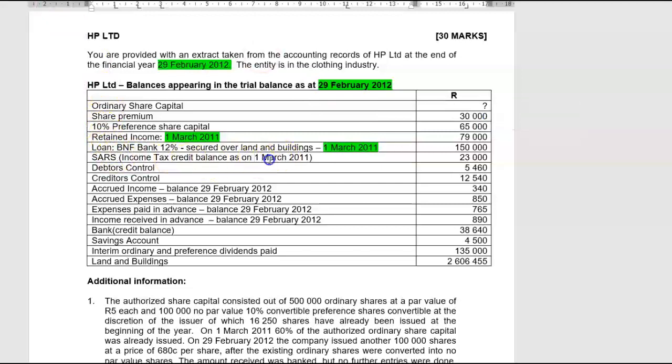Then the SARS income tax balance as at the beginning of the year. So it's a credit balance, so we owed them 23,000 Rand at the beginning of the year. Debtors control, creditors control, accrued income as at the end of the year. Accrued expenses as at the end of the year. Expenses paid in advance as at the end of the year. Income received in advance as at the end of the year. Bank, a credit balance, a savings account, interim ordinary and preference dividend paid. Interim means it has been paid somewhere during the course of the year. And then land and buildings.